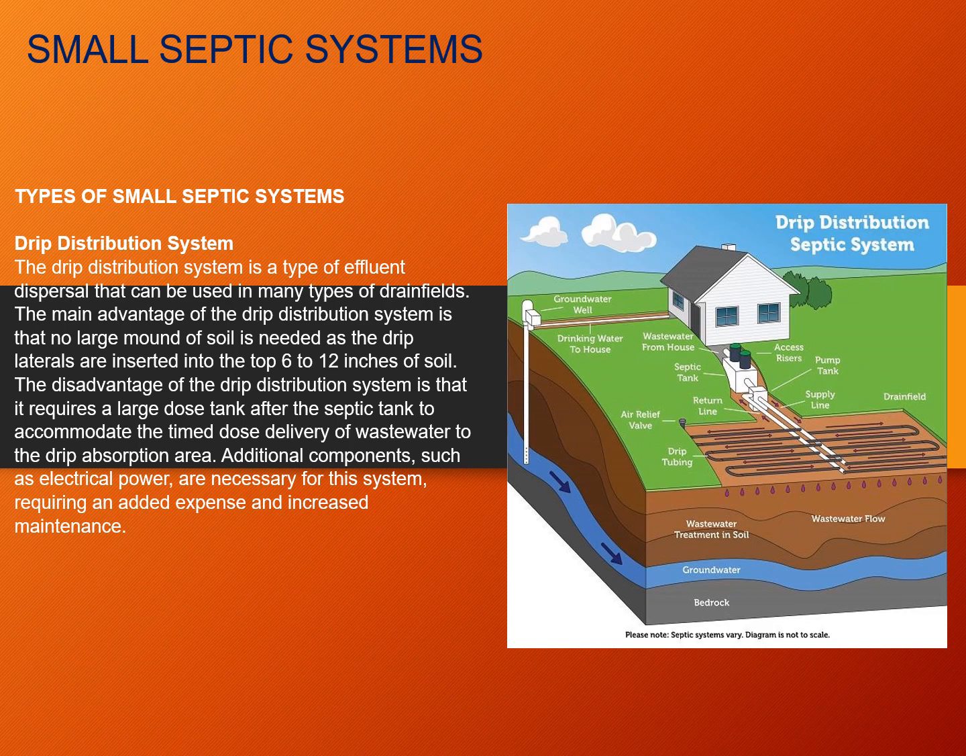Another variation is the drip distribution system. Coming out from the septic tank, it goes to a chamber. Then from the chamber, it goes to a drip irrigation system. This is advisable for those who have agricultural lands, wherein you can use the water outflow as your irrigation system for your plants.